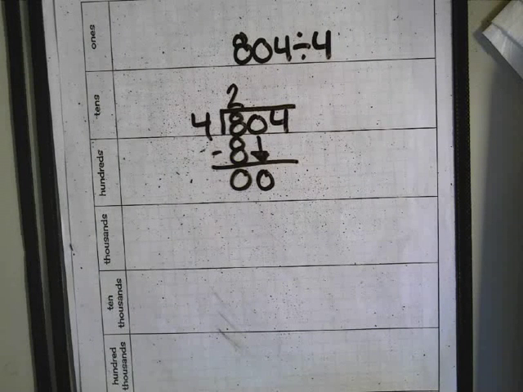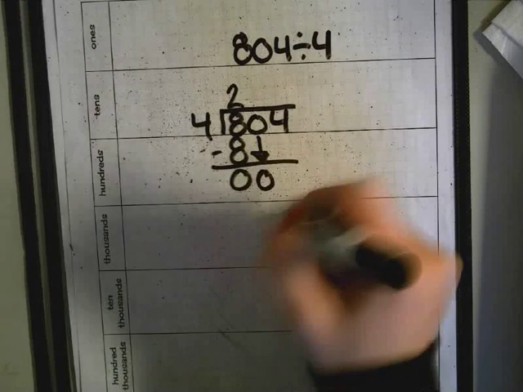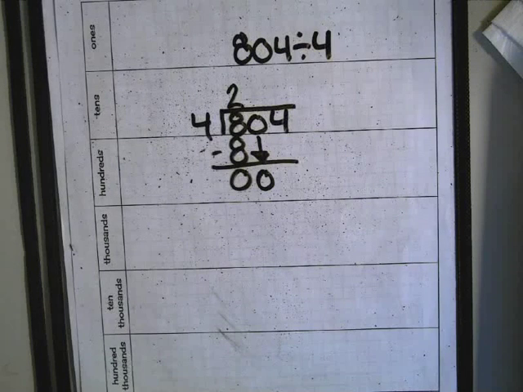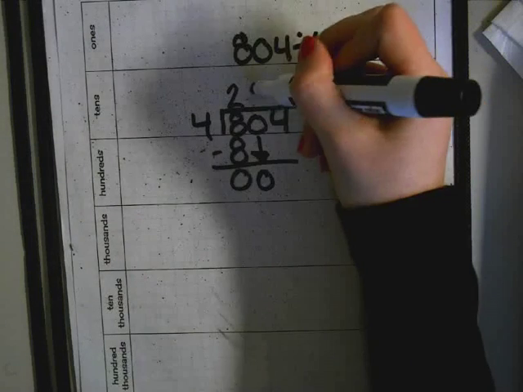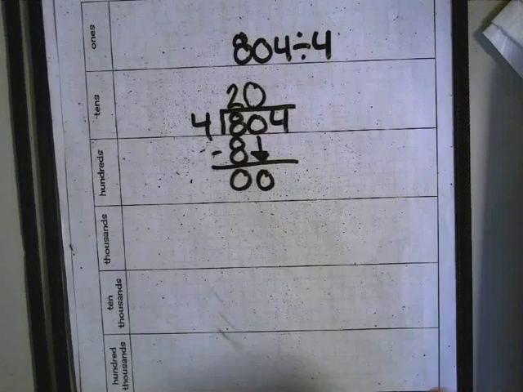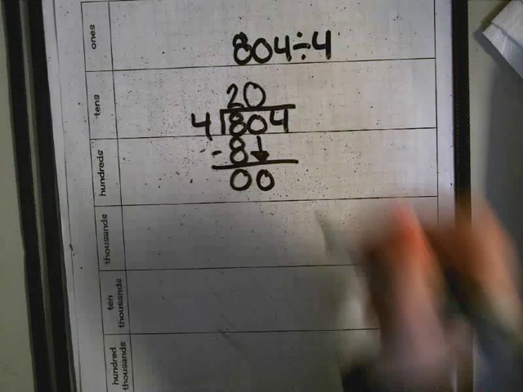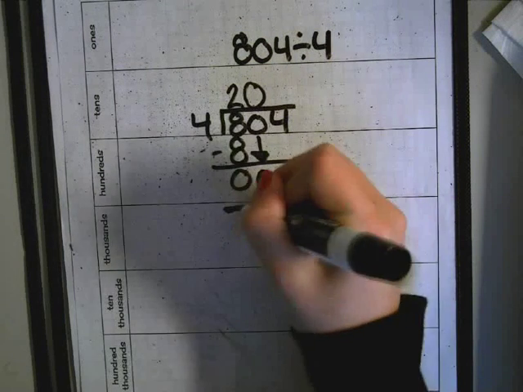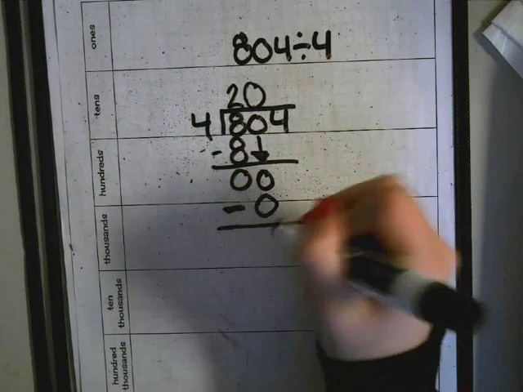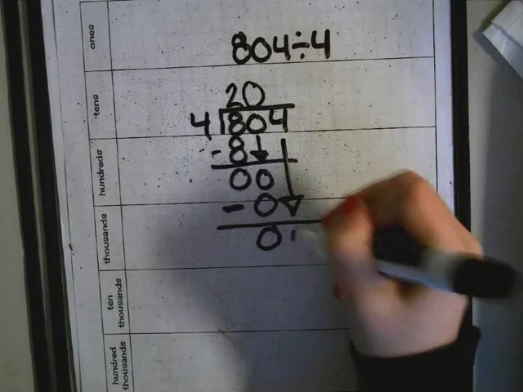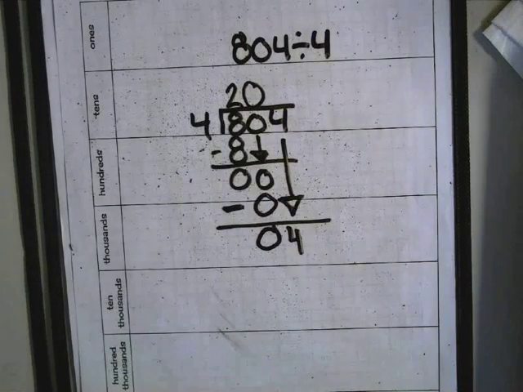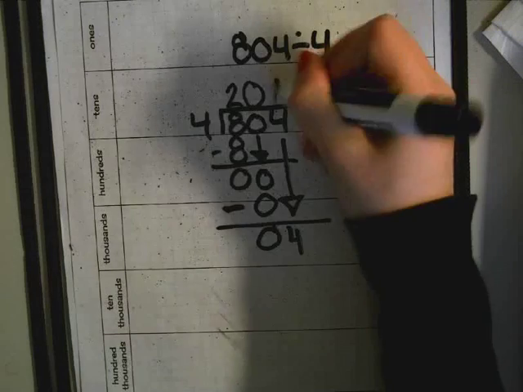I can't bring down the 4 because I still have this place value. So how can I show that? Put a 0 up here? Yeah. 0 up there. Well, what's 4 times 0? 0. Oh, okay. So I can put a 0 in, and 0 take away 0 is 0, and bring down my 4. How many times can 4 go into 4? Once.